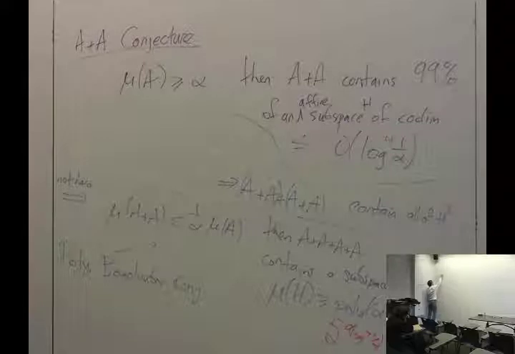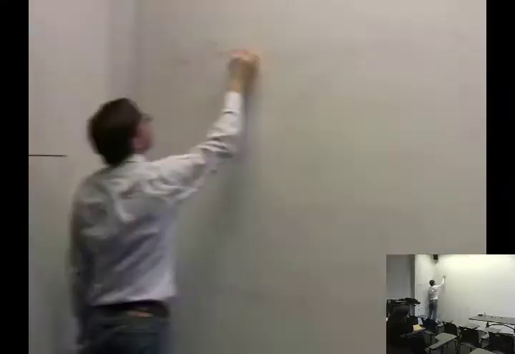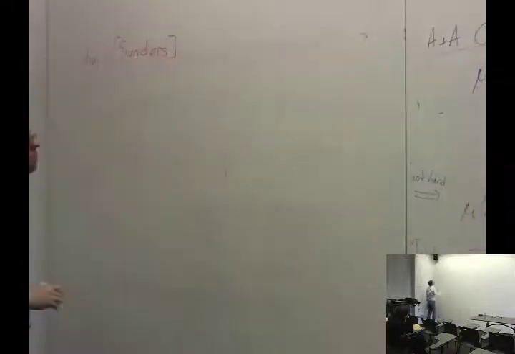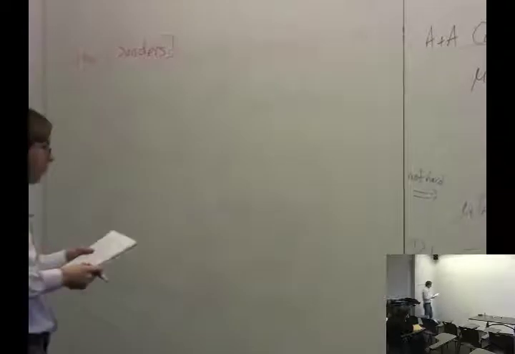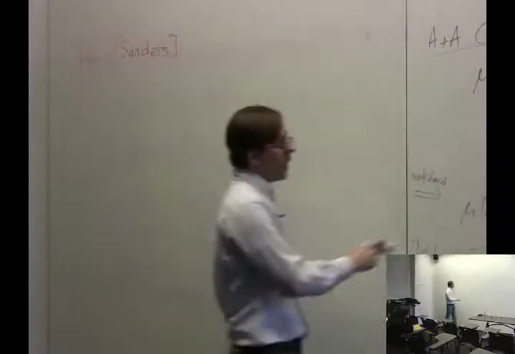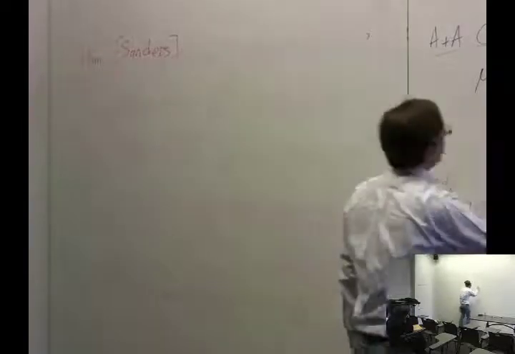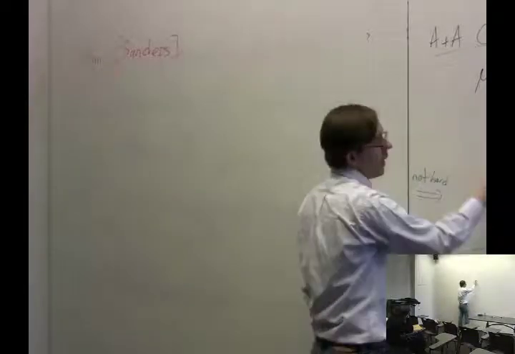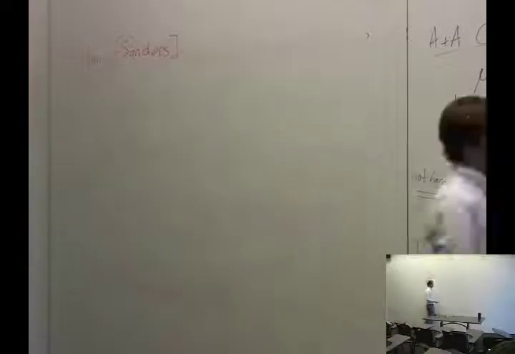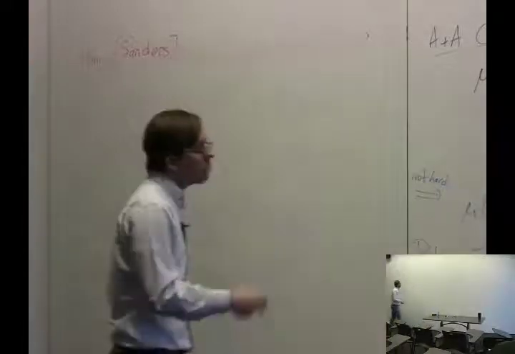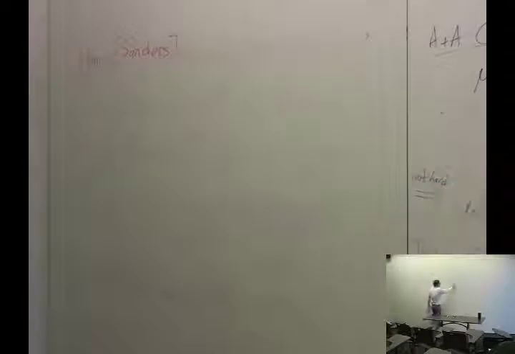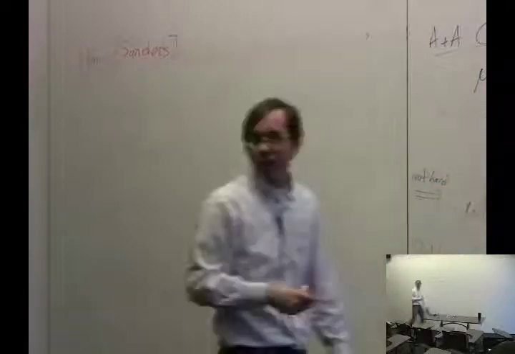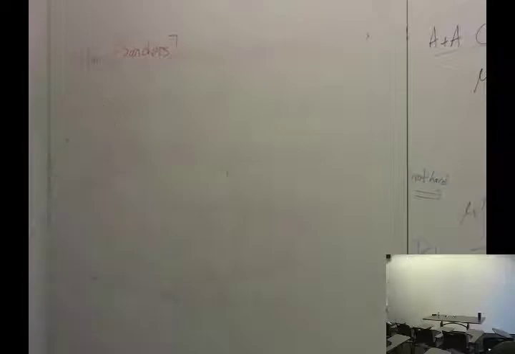It's a theorem which actually is also due to Sanders from before. And it's going to try to prove something like this statement, that if you have a big set, then the 4-way sum set contains all of a big subspace. But instead of getting the desired codimension, O of log 1 over alpha, it's just going to get 1 over alpha, which is exponentially worse, but, well, it's easier to prove.